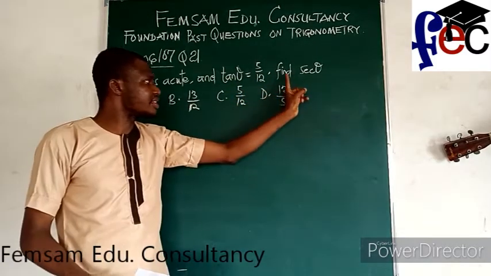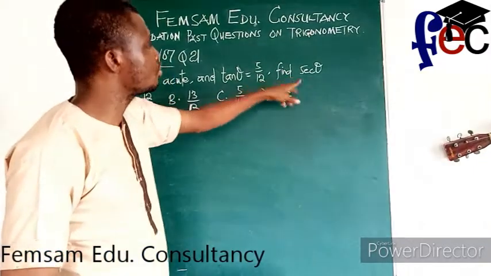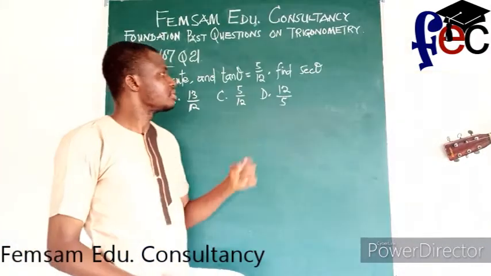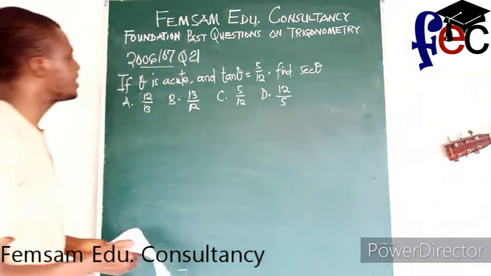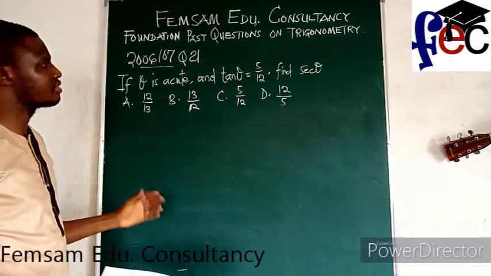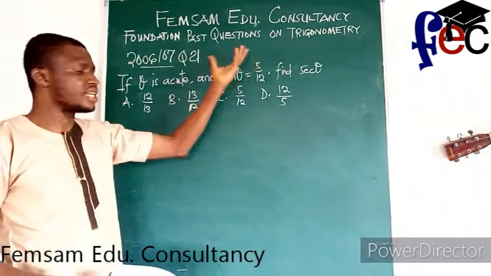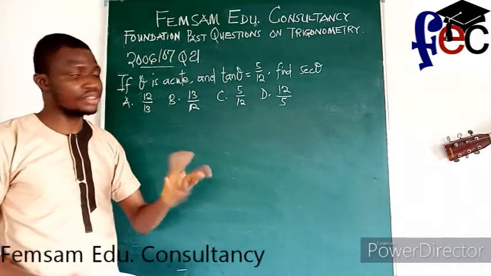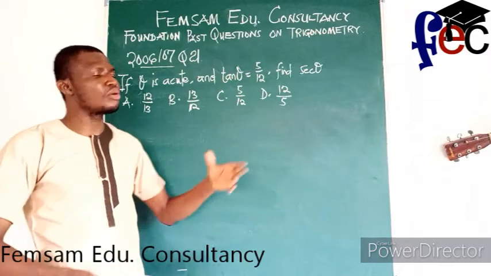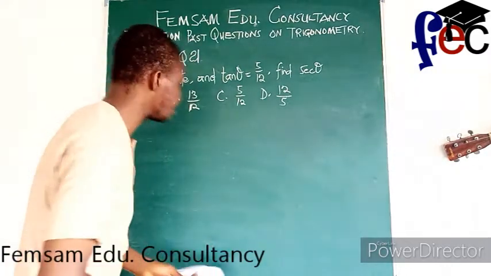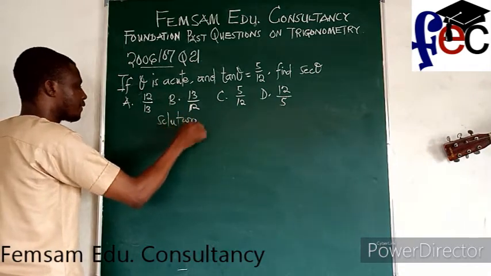Now I'm to get sec theta. Sec theta is the trigonometric inverse of cos theta. Now, there are two ways. You can sketch a right angle triangle to be able to get the other side, which is the hypotenuse. But I wouldn't use that. I would prefer to make use of my trigonometric identity. So solution, it will make the work faster for me.